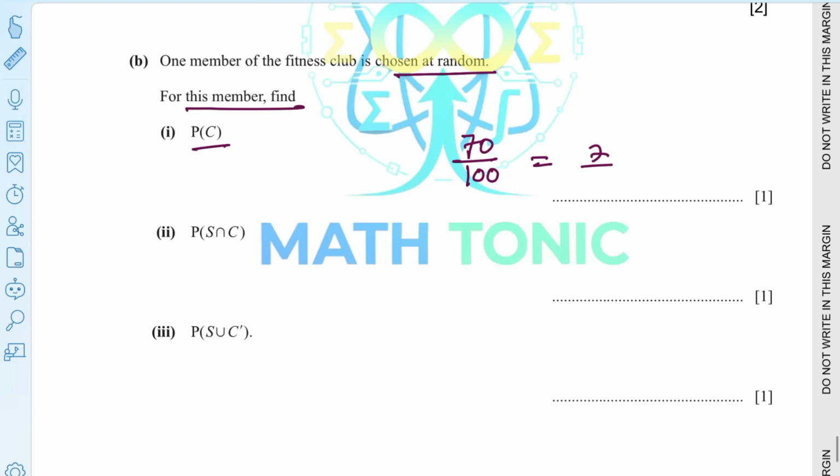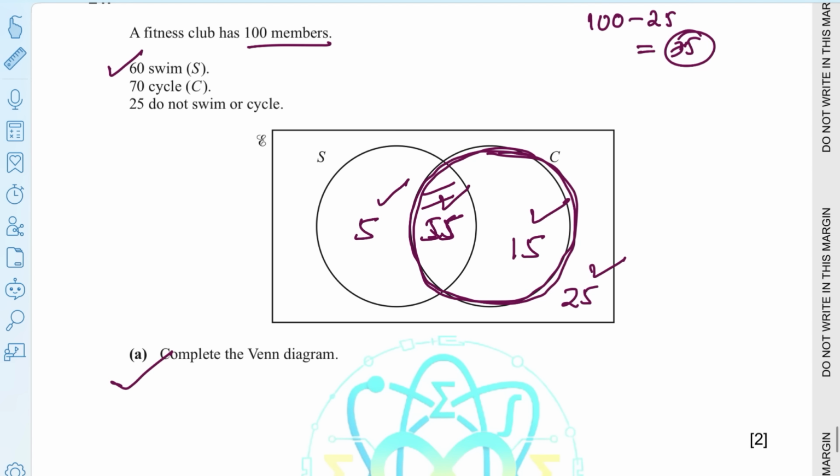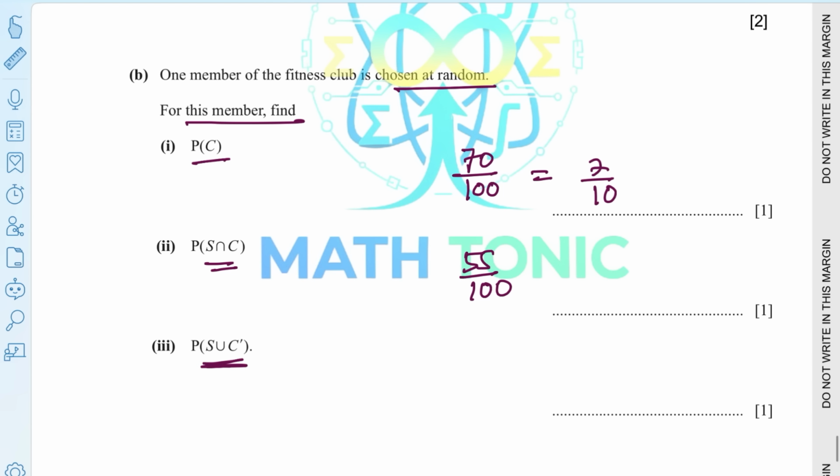So if you simplify, divide by 10, I'll get 7 over 10. Is it okay? Next, S intersection C. S intersection C means we are talking about this part, this area. So 55, so the probability will be 55 out of 100. Is it okay?